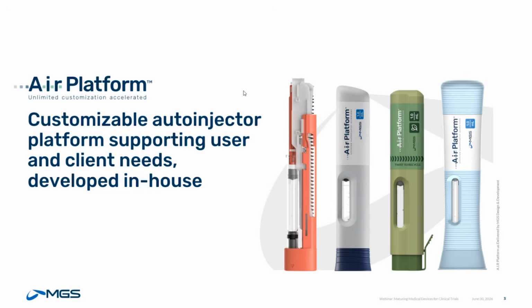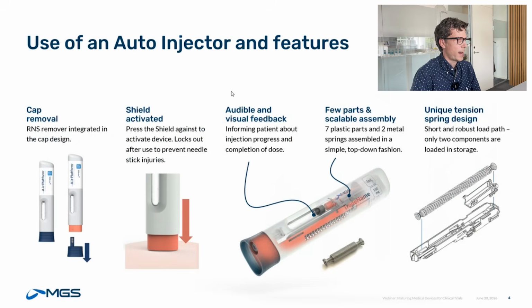So it's a perfect example of how we will drive the decisions in that project while we are working on it. The AIR auto-injector platform is an auto-injector that only consists of 7 injection molded parts, 2 metal springs, and a PFS. It works by the user removing a cap and then pressing a shield against his own skin to activate the device and start the injection. During the injection, the user will hear an audible feedback and also see a visual feedback.